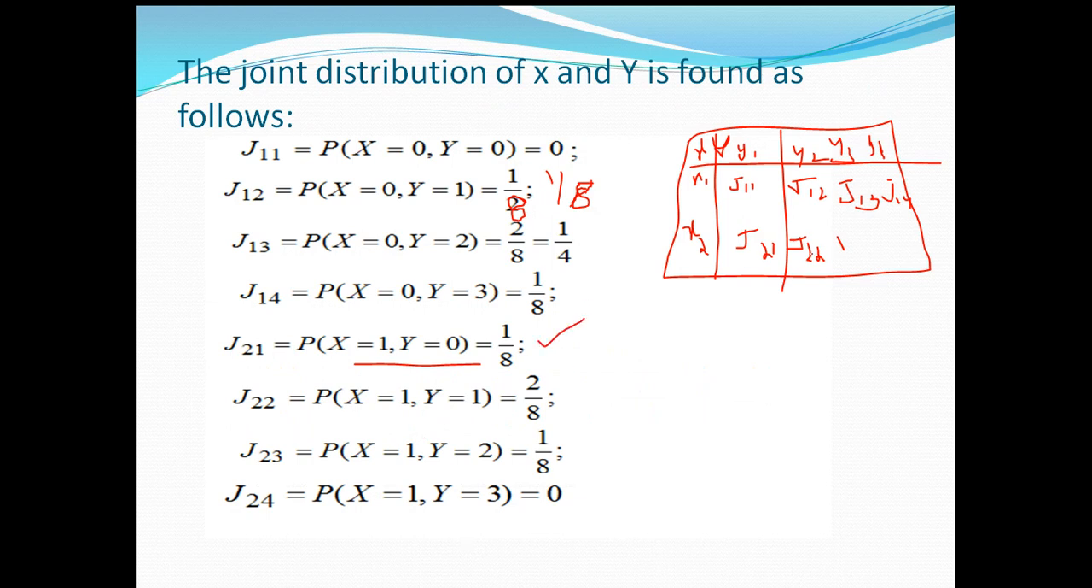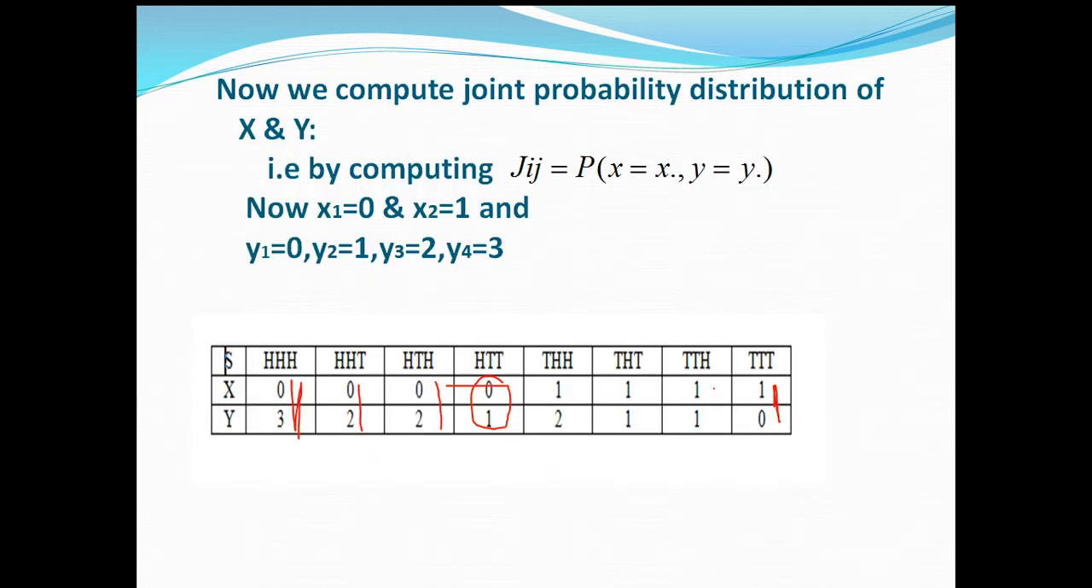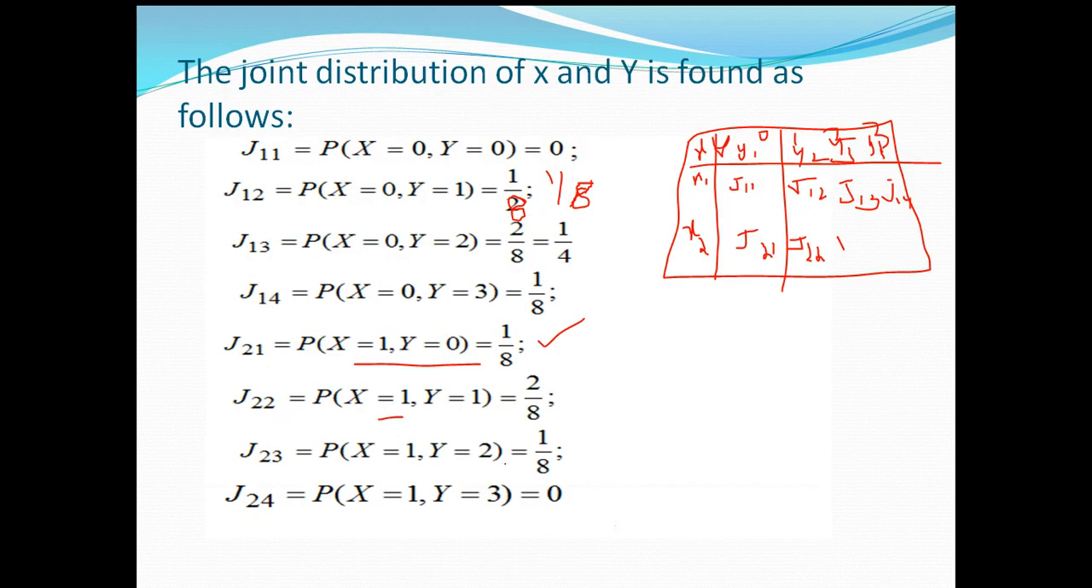Now next value is j22. How to get j22? The x value is the same, that is 1, whereas for the y value we move on to the next value, that is y is 1. This is 0, this is 1 we have taken, this is 2 we have taken, this is 3 we have taken. Y is 1. So therefore here x is equal to 1, y is equal to 1. I'll move to the next. Here x is equal to 1, y is equal to 1 occurs 2 times. So therefore 2 times out of 8 total outcomes. Here j22 is 2 by 8.